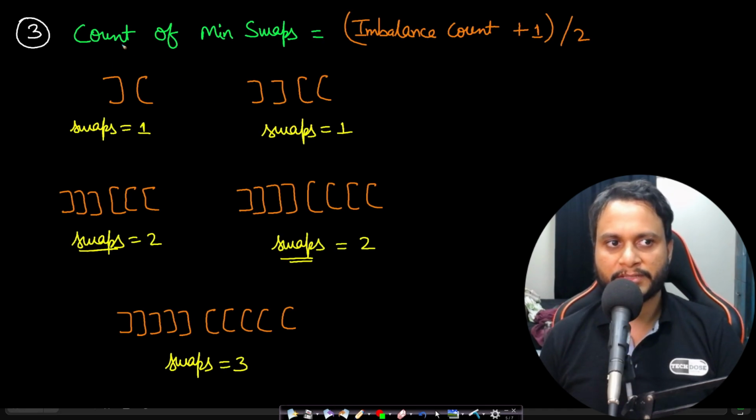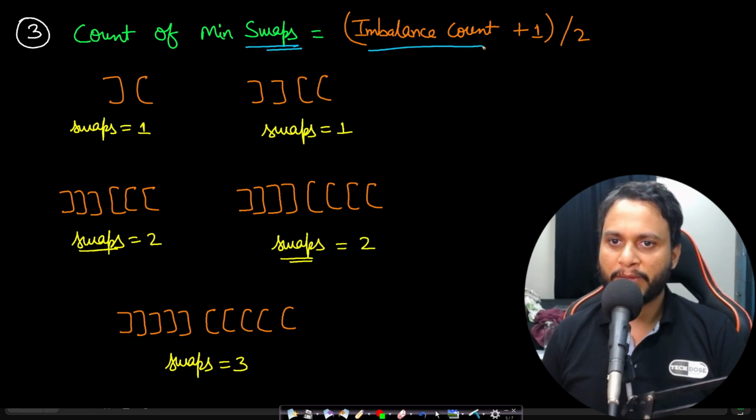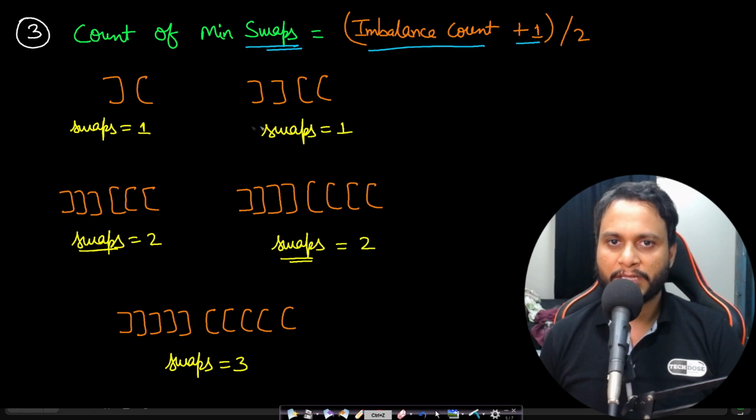The third observation says that the count of minimum swaps will always be equal to (imbalance count + 1) / 2. Let's look at some examples. In the first string, you need to do only one swap, right? So how many imbalances are there? There is only one pair of imbalance, right? So if you add 1 to one pair of imbalance and divide by 2, then you get one swap.